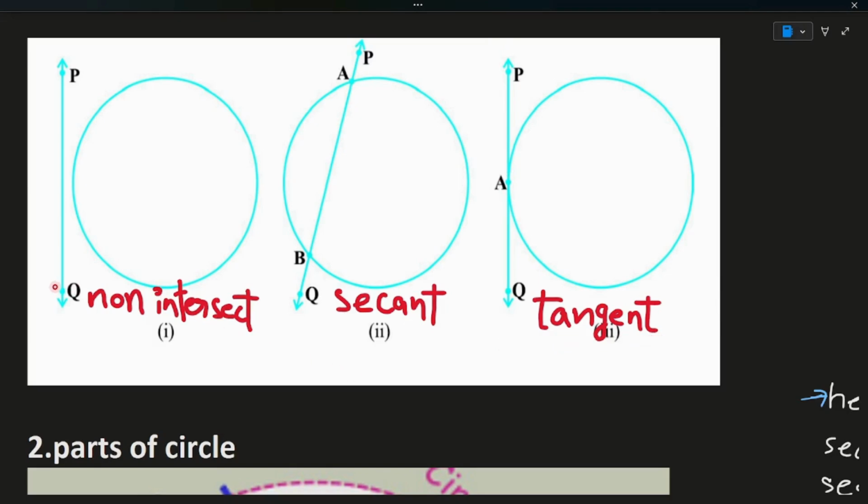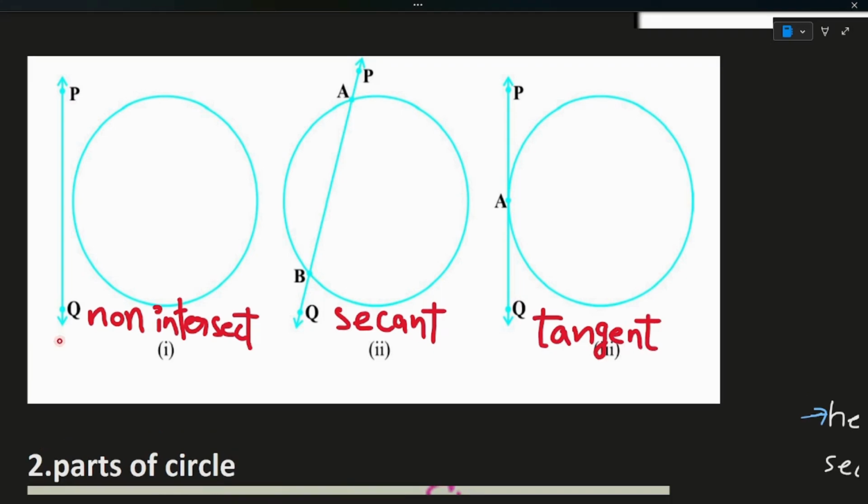So any line which is away from the circle, I can call a non-intersecting line. If any line passes through the circle at 2 different points, I can call it a secant. Figure 1, I can call non-intersecting. Figure 2, I can call a secant. Figure 3, I can call a tangent.